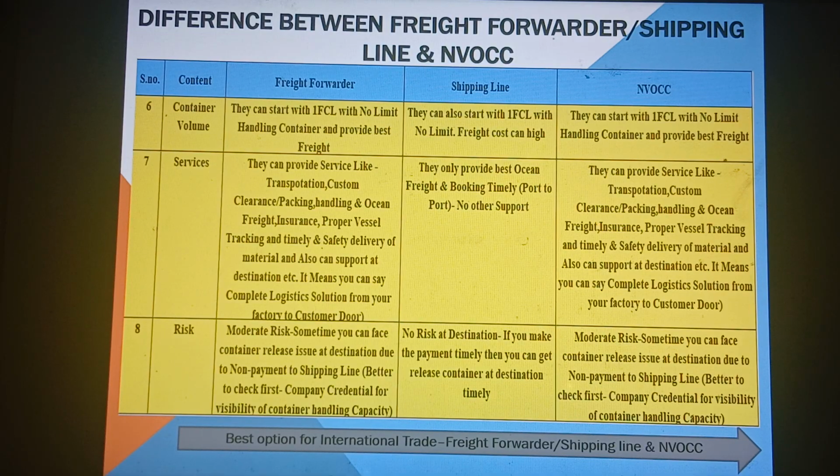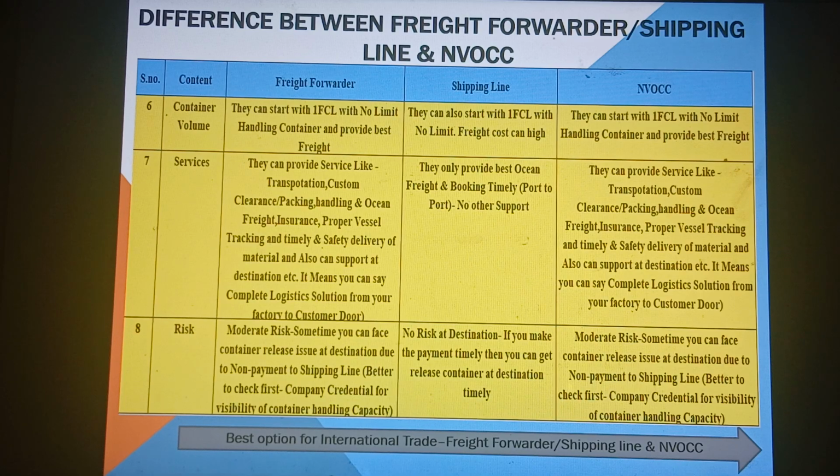Better services: a freight forwarder can provide you services like transportation, customs clearance, packaging, handling, ocean freight, insurance, proper vessel tracking, timely and safe delivery of material, and also support at destination. It means a complete logistics solution from factory to customer door. So for new entrepreneurs, the freight forwarder is the best option for trade. What does a shipping line provide? They only provide the best freight option and timely booking, port to port, with no other support. They just give you the booking and the best freight option.